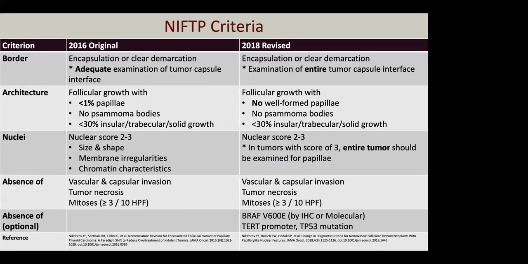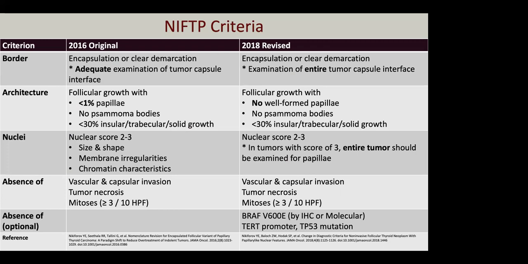Okay, criteria for NIFTP, meaning one of our other non-adenoma, non-carcinoma tumors, NIFTP being non-invasive follicular thyroid neoplasm with papillary-like nuclear features. NIFTP used to be called the non-invasive encapsulated follicular variant of papillary thyroid carcinoma, but now we know that these are not behaviorally like papillary carcinoma. To me, in a nutshell, these are basically follicular adenomas with nuclear atypia that can be scary.